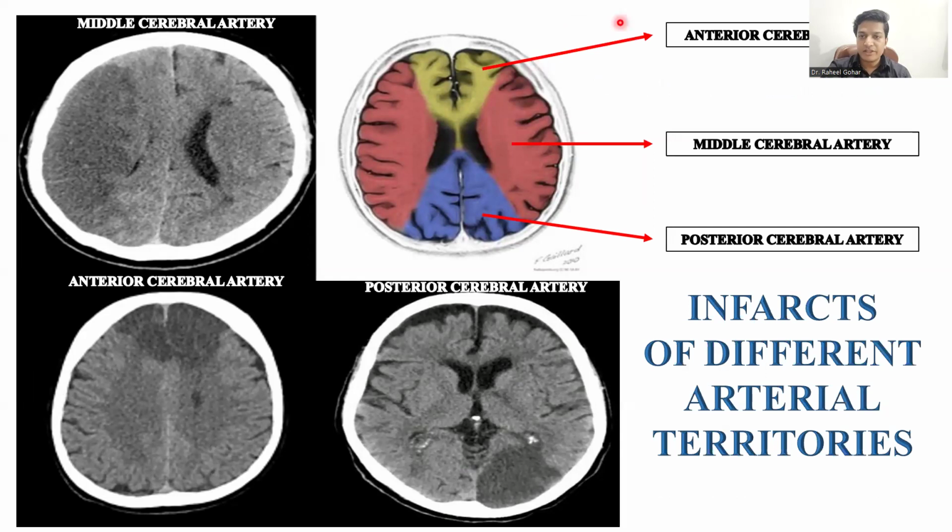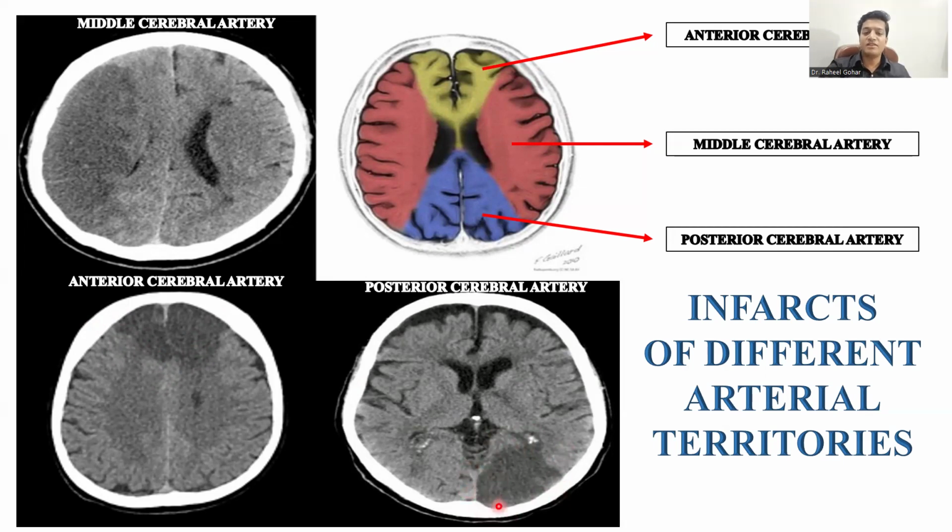Now there are different vascular territories, different vessels which are supplying different areas of the brain. The medial anterior part of the brain is supplied by the anterior cerebral artery. The lateral part is usually supplied by the middle cerebral artery, and the posterior occipital part is supplied by the posterior cerebral artery. So if we have an infarct of this area, as you can see, there is a hypodensity in the territory of the MCA. This is known as the MCA infarct as compared to the left side. Then as you can see, there is hypodensity of the anterior part. This is the ACA infarct, or anterior cerebral artery infarct. As you can see, this is the infarct of the PCA territory.